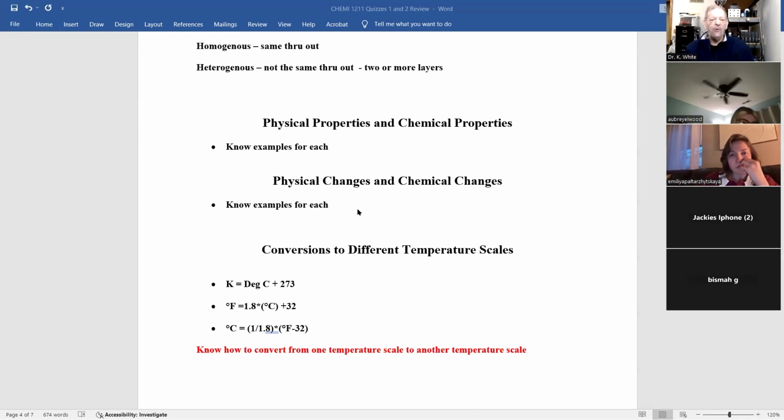Next, we have a physical change and chemical change. And a physical change indicates that something in terms of physical has gone from one state to another. An example would be a physical change.